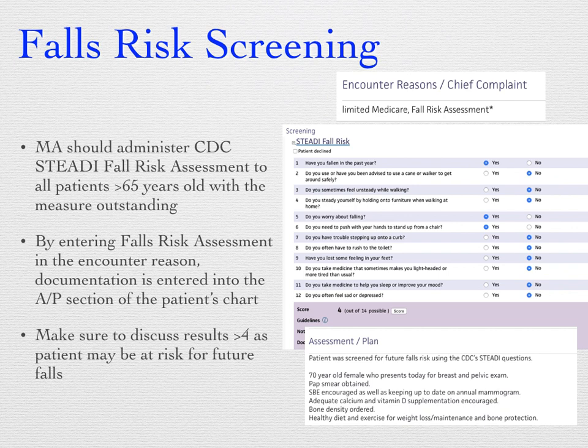All patients 65 and older require a falls risk screening once over the course of a year. When an MA is rooming a patient, if the falls risk assessment is outstanding, they should click off fall risk assessment in the reason for visit. This will queue up documentation in the assessment and plan that the screen for falls has been performed. The STEADI falls risk assessment can be found under the screening tab during the patient's intake. Once all the questions have been answered, the score can be generated. Make sure to discuss a score of 4 or higher with your patient, as they may be at risk for future falls.